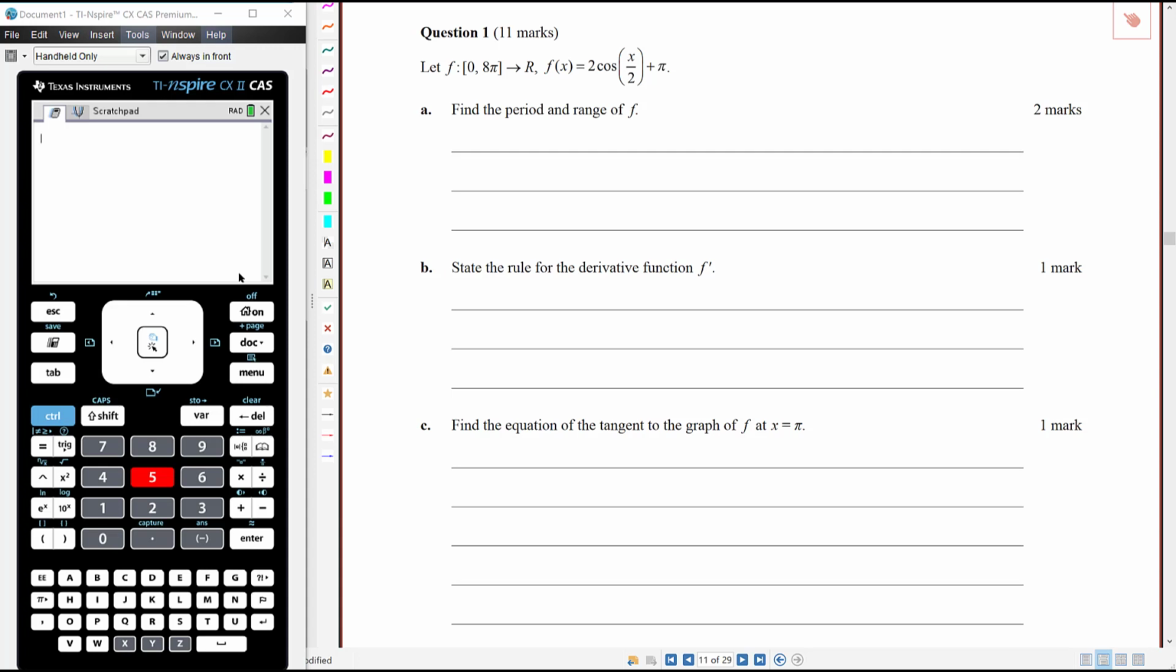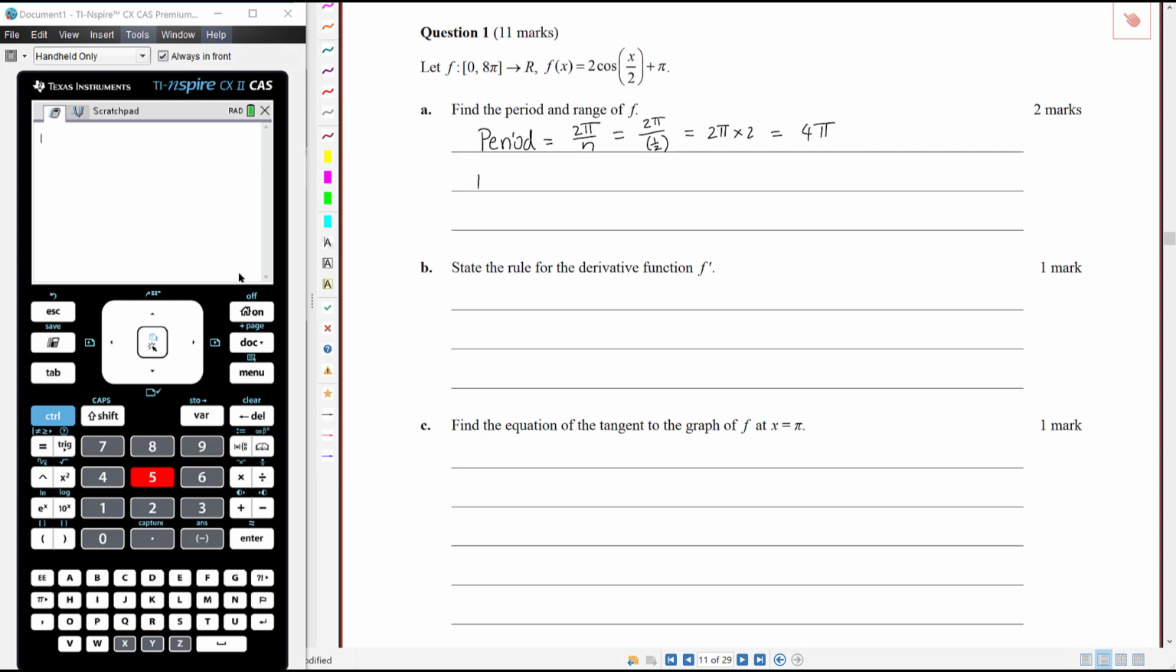Okay, so we've got a trig function, restricted domain from 0 to pi, and it's a cos function. Find the period and range of f. Okay, so the period we know is 2 pi on n. In this question, n is equal to 1/2. So it's the coefficient of x inside the cos function. So that is 2 pi divided by 1/2, which is 2 pi times 2, which is 4 pi for the period. So on this domain, we're seeing 2 complete periods of the cos curve.